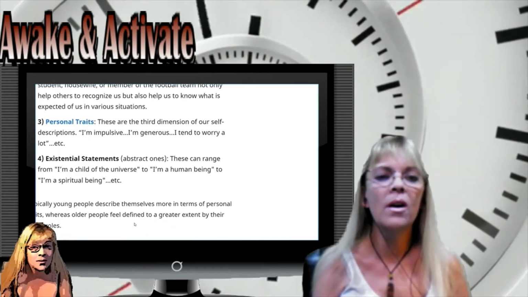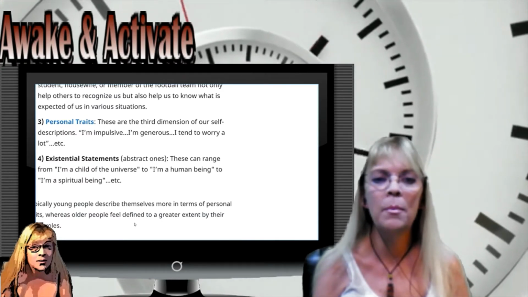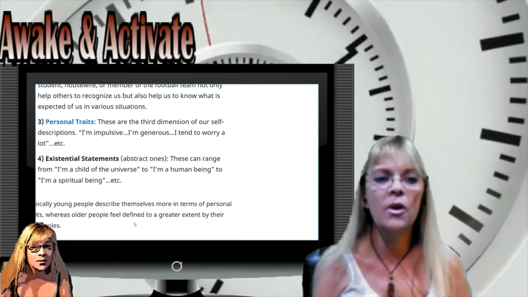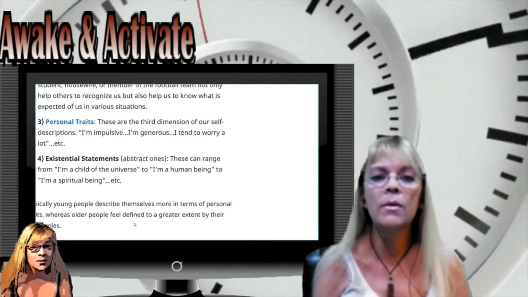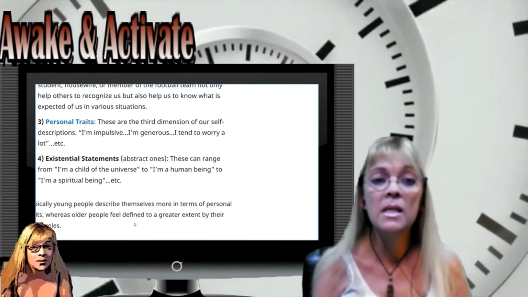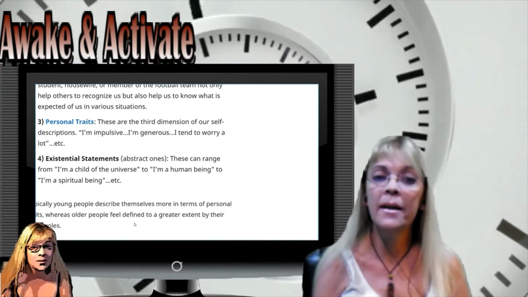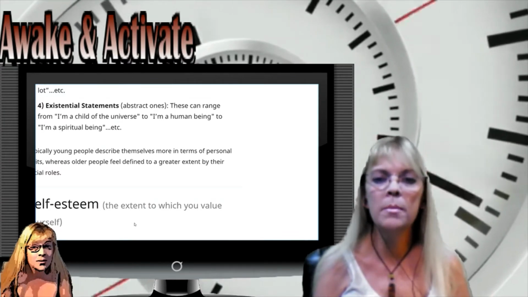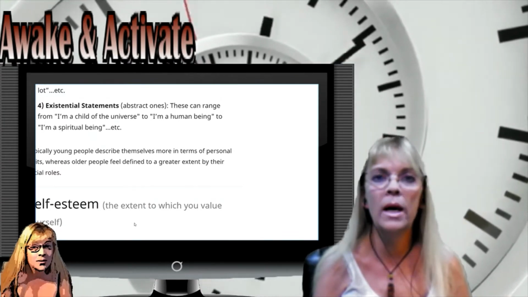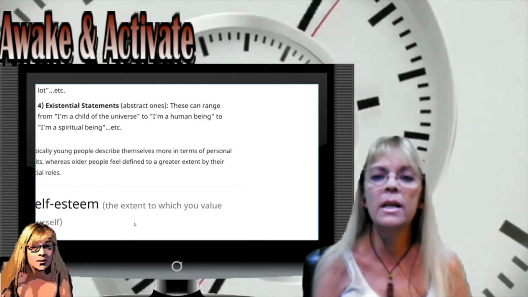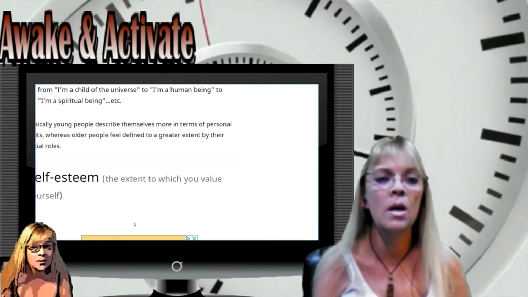Number four, existential statements, the abstract ones. These can range from I am a child of the universe, to I am a human being, to I am a spiritual being, etc. Typically, young people describe themselves more in terms of personal traits, whereas older people feel more defined to a greater extent by their social roles.